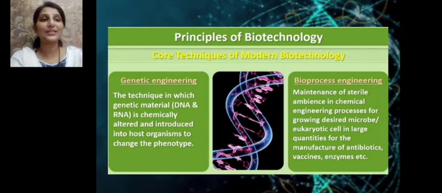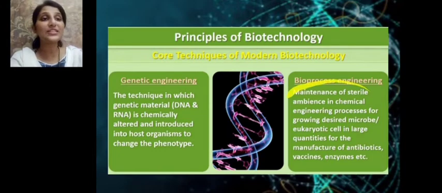Then what is bioprocess engineering, which can also be called chemical engineering? It is the maintenance of a sterile ambience in chemical engineering processes for growing the desired microbe or the eukaryotic cell in large quantities for the manufacture of antibiotics, vaccines, or enzymes, etc. Suppose we have altered the phenotype of an organism. Imagine it is a microorganism. So only the desired microbe has to be grown. So we have to maintain a sterile environment. Sterile environment means a microbe free environment, so that it does not get contaminated with other microbes.